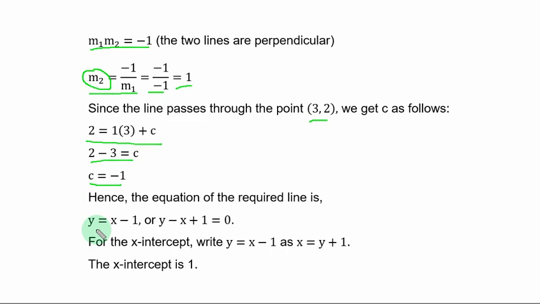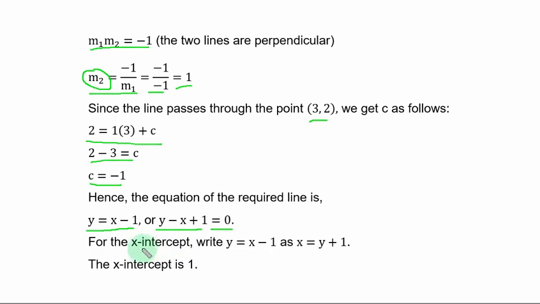Now m is 1, so you have y equal to x. C is minus 1. So you have y equal to x minus 1, or y minus x plus 1. If you move everything to one side, equal to 0.